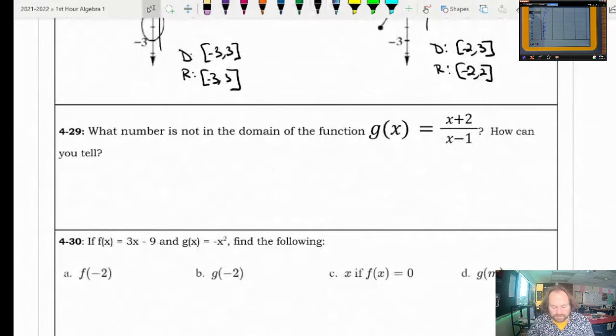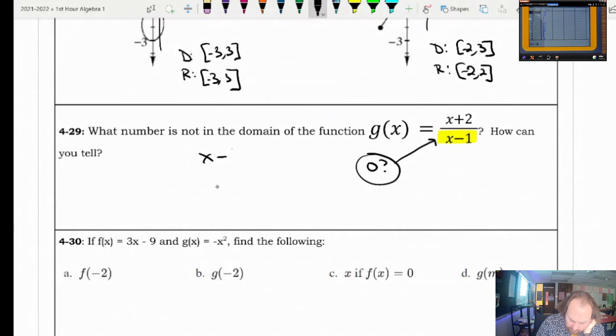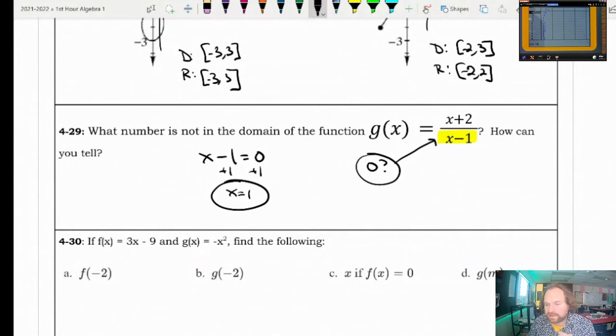429. What number is not in the domain of this function, and how can you tell? Well, here's where you've got to look, right there, at the bottom of the fraction. One thing you're not allowed to do in Algebra 1 is divide by 0. So, what would make the bottom of the fraction 0? That's the question you've got to ask yourself. If you want to solve it algebraically, when is x minus 1 equals 0? If you add that 1 to both sides, it happens when x is 1. So x equals 1 makes the bottom of the fraction 0, and that makes it undefined.